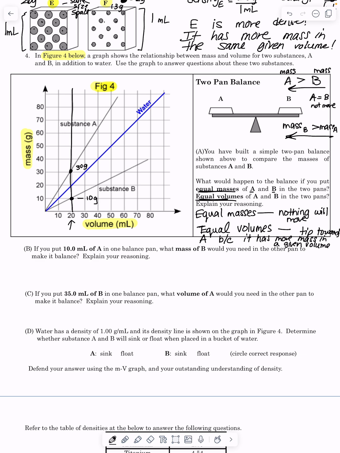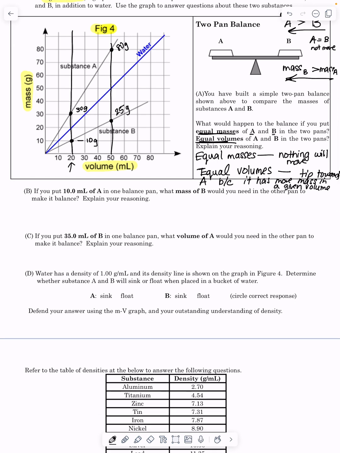What if we did 50 milliliters? It looks like 50 milliliters of substance A would be about 80 grams, and it looks like 50 milliliters of substance B would be about 25 grams. So that will be true for all masses versus volumes of A versus B.